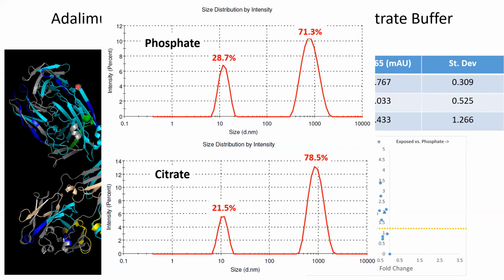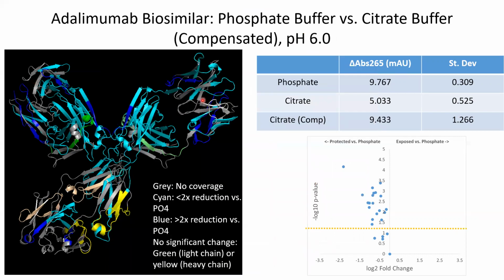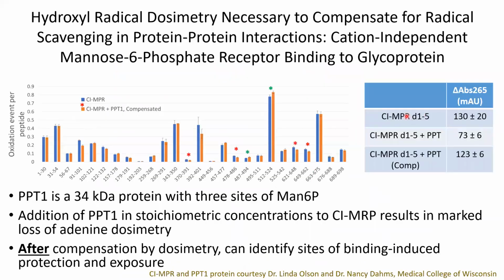So what we're observing in this particular case is the protection that we get from the aggregation event itself. And based on the magnitude of the change, we can start talking about which regions are more or less involved in this aggregation interface. So we can detect the aggregation. We can also tell you something about the structures and the interfaces that are involved in the aggregation process. Now that illustrates radical scavenging and radical dosimetry and compensation in questions of changing buffers or changing formulations for pharmaceutical proteins.